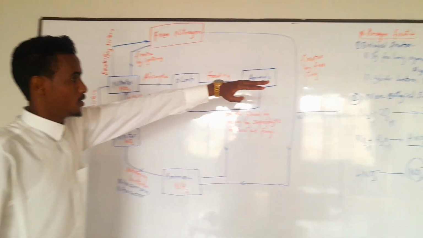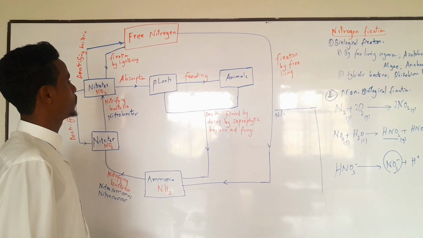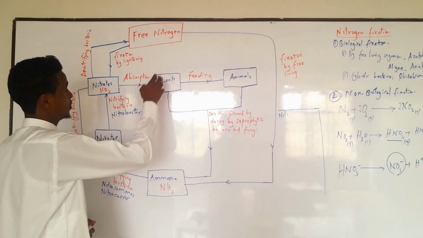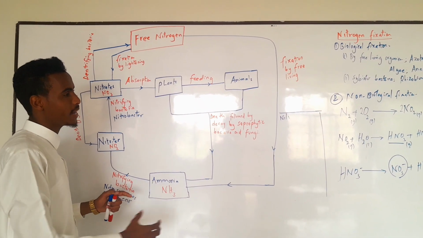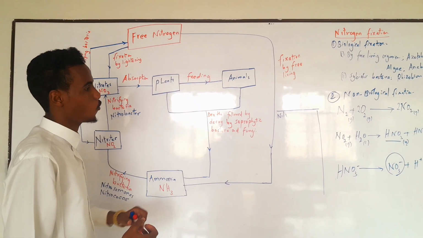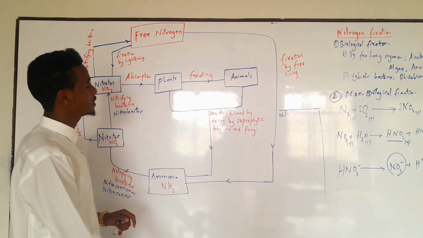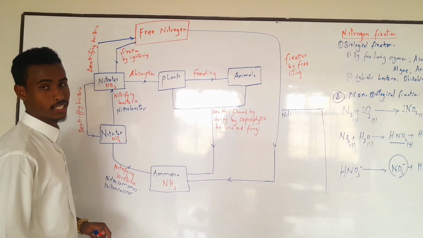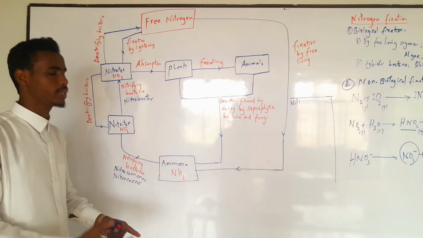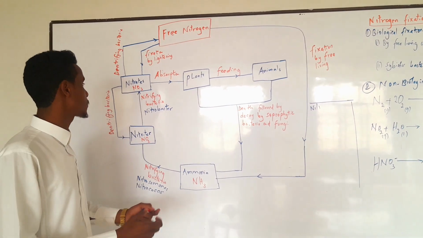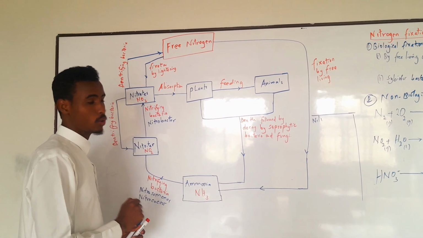Now we can see that they have been converted from free nitrogen through the biological fixation, that is free living as well as the symbiotic bacteria. We also have non-biological fixation, that is the lightning combining nitrogen and oxygen gas to form nitrogen 4 oxide. Nitrogen 4 oxide combined with water forms nitric acid, and once nitric acid gets into the soil, it dissociates into nitrates and hydrogen ions. Now, the nitrates are absorbed by the plant once in the soil.